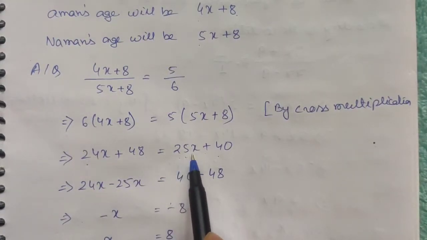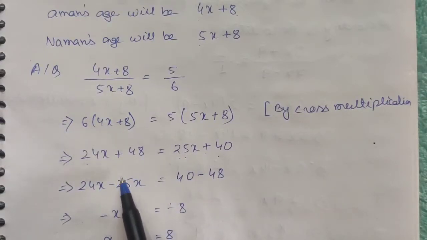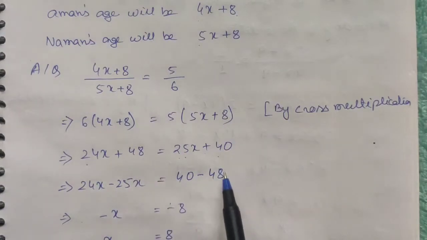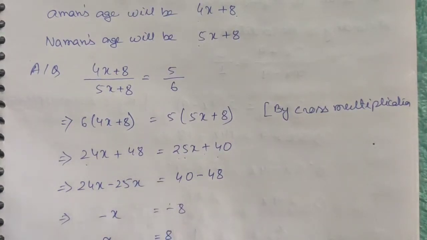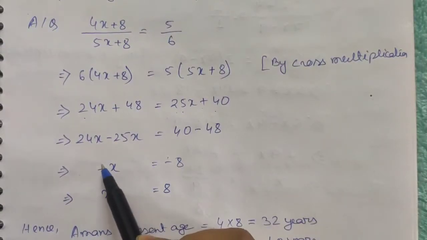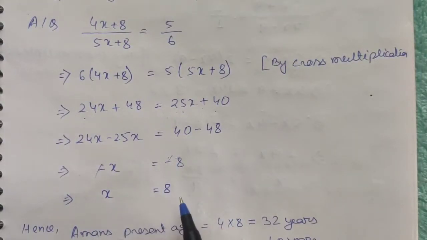So I have brought this 25x to this side, so it becomes minus 25x, as well as this 48 to this side, it also becomes minus 48. So 24 minus 25 is minus x. 40 minus 48 is minus 8. Clear? Next is minus x equals minus 8. Minus minus got cancelled, that is x equals 8. So what was x?